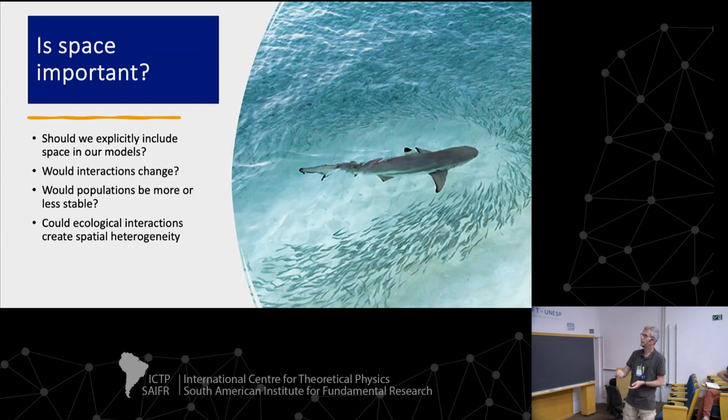Okay, so yeah, is space important? Could we explicitly include space in our models? Of course, you already saw in the previous lecture that you can do that, but given an ecological context, that would be an interesting question. Would interactions change? Would it be more stable, less stable, whatever? Could ecological interactions depend on spatial heterogeneity, or can they actually even create spatial heterogeneity? Can ecosystems be patterned because of the interactions? And these are, of course, important questions to work on.